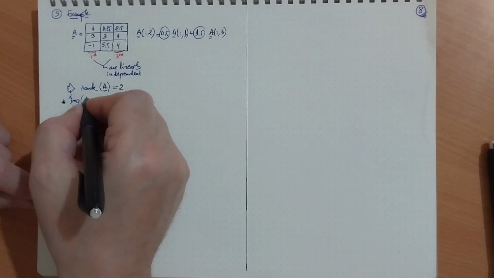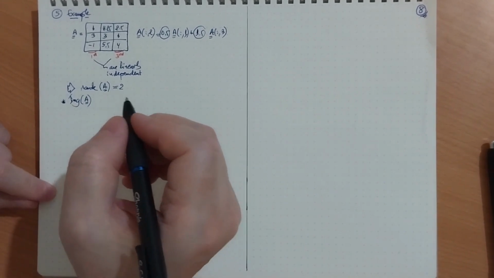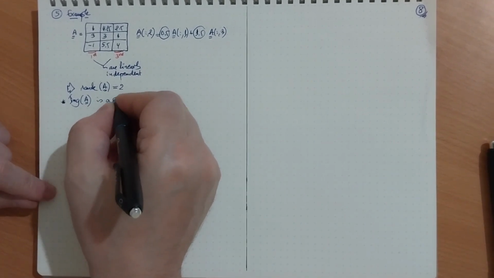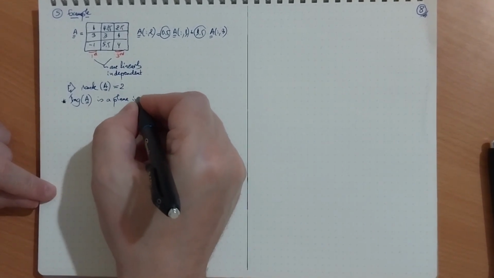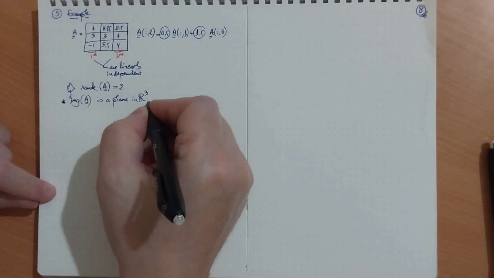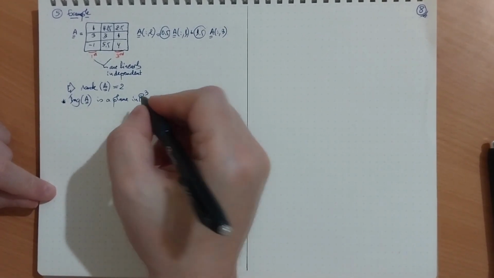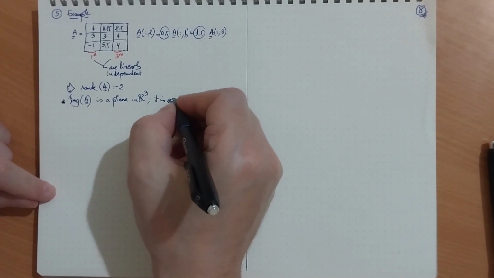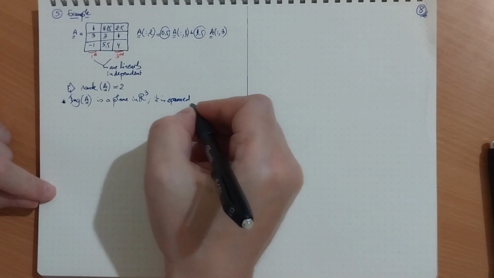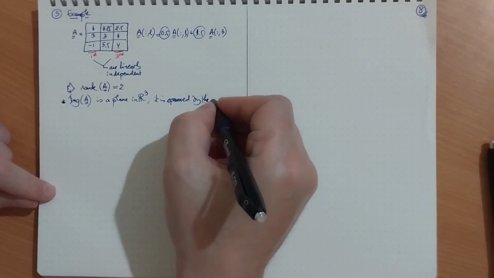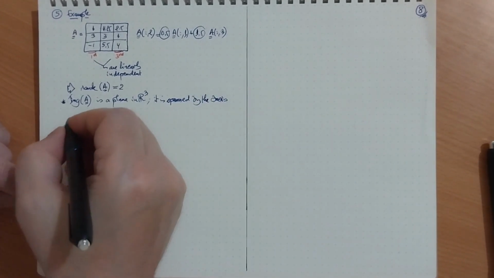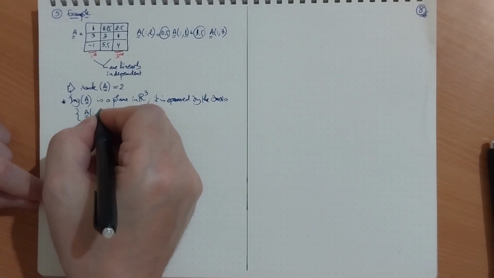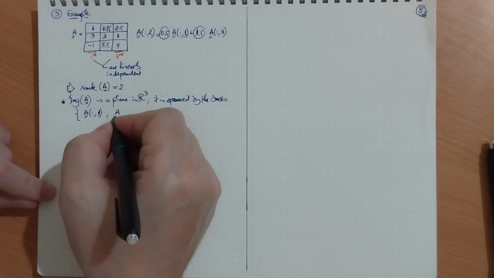The image space of A has a dimension of 2. It is a plane in R3, and it has a basis or span. It is spanned by the basis: the first column and the third column.